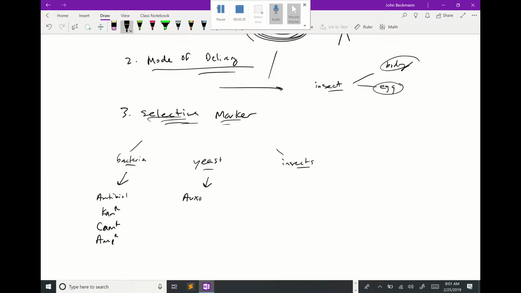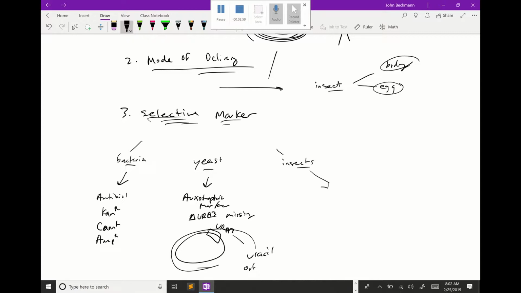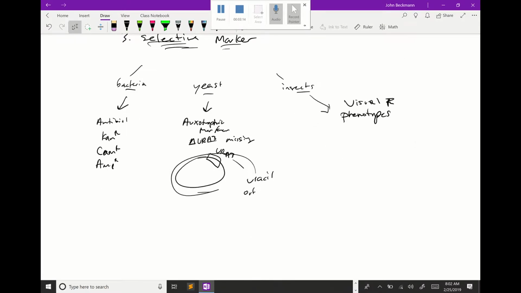Yeah, I think we call that auxotrophic markers. So we make a deletion, so they're missing something. And then in our plasmids, we usually encode that gene that codes for that deletion, like URA3. And then we leave uracil out of the media. So they select for that plasmid. So in insects, most commonly what we do is we do things that cause phenotypes that you can see, so visual phenotypes.